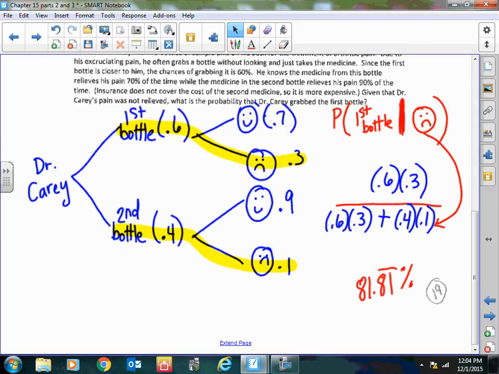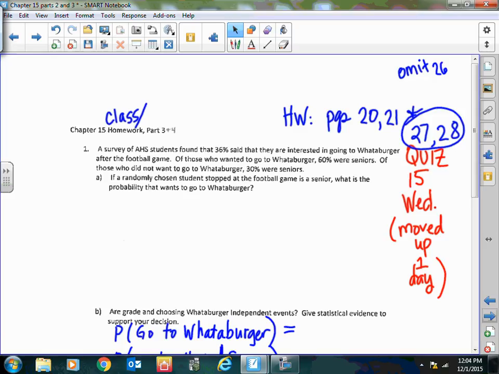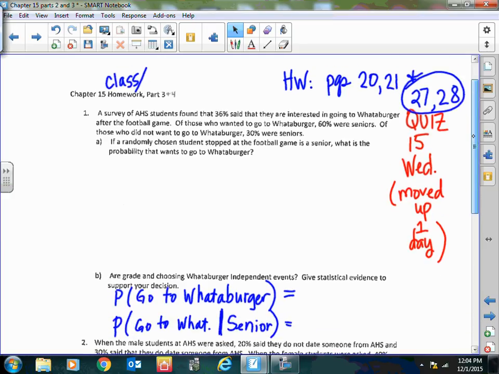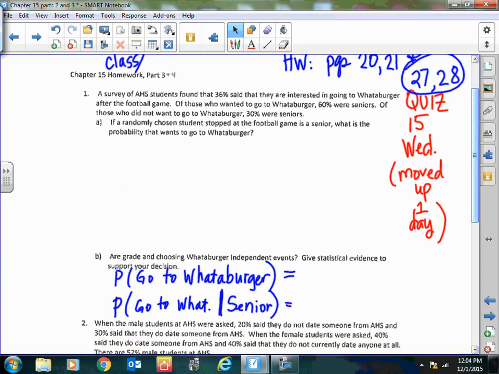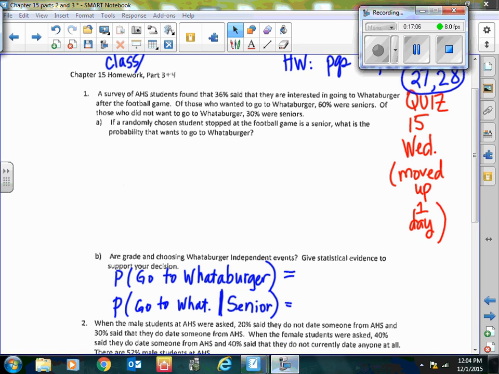All right, so again, you're going to do pages 20 and 21 for homework. Well, actually, I hope you finish it mostly in class. But 27 and 28 is the warm-up so that you're prepared for the quiz tomorrow. Okay? All right, so get working on that. I'll come around and stamp you and help you if you need help on this.